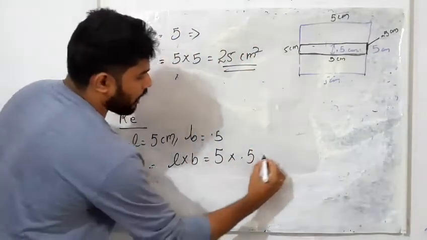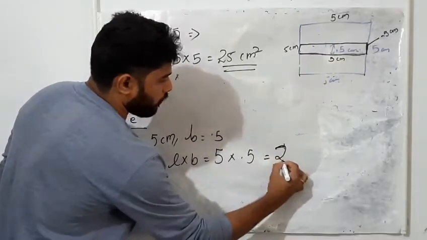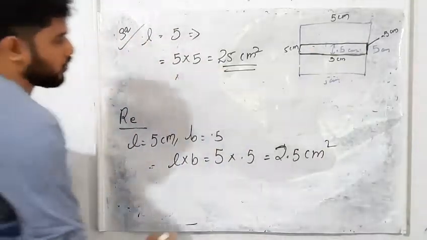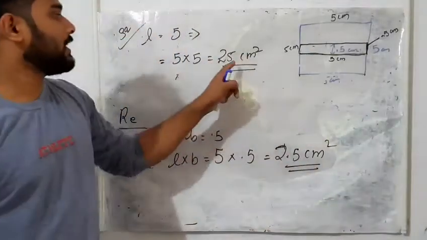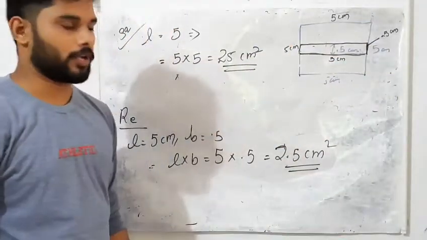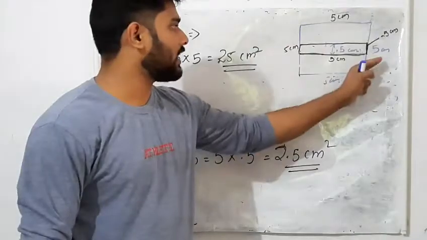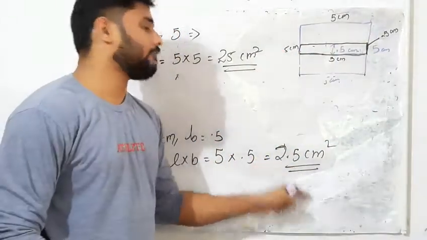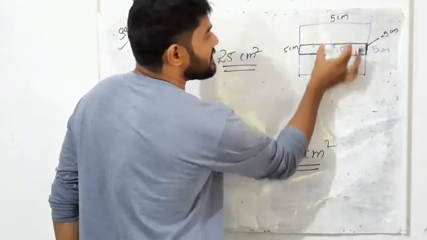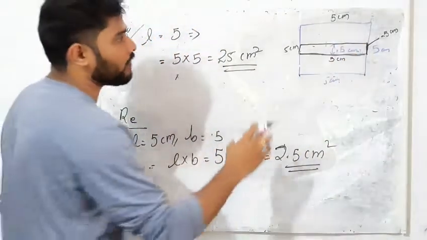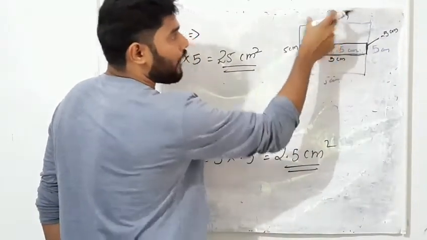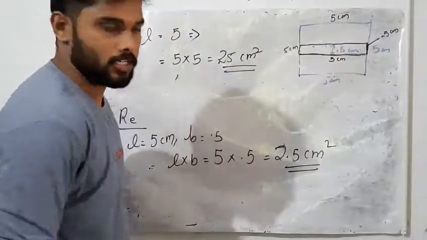So 5 into 0.5 you will get 2.5 centimeter square. So this square area is 25 centimeter square and this rectangle area is 2.5 centimeter square. What do you have to find out? We have to find out the unshaded portion. For that we have to subtract this rectangle area from the square area. Understood?